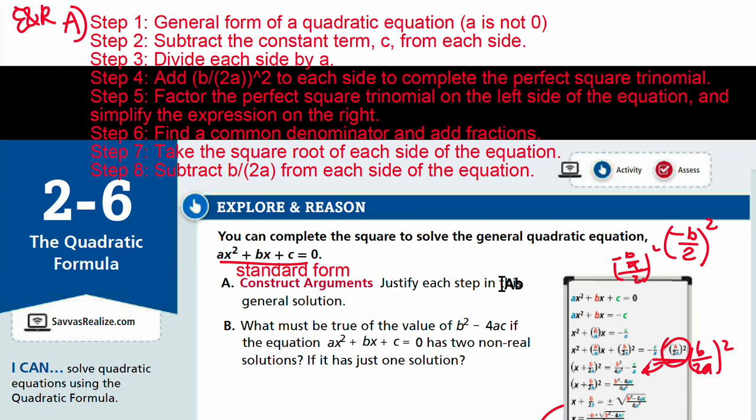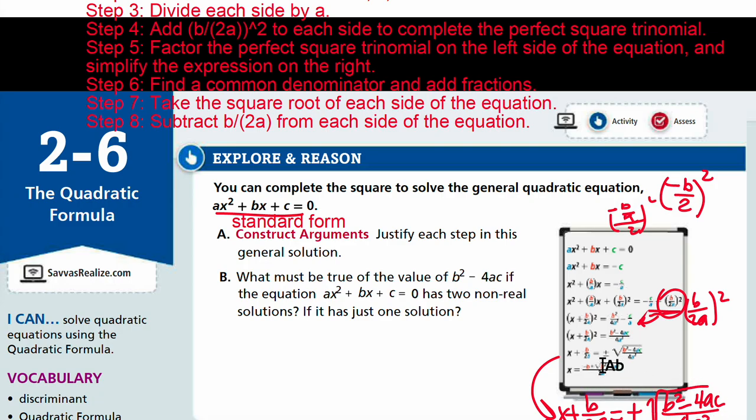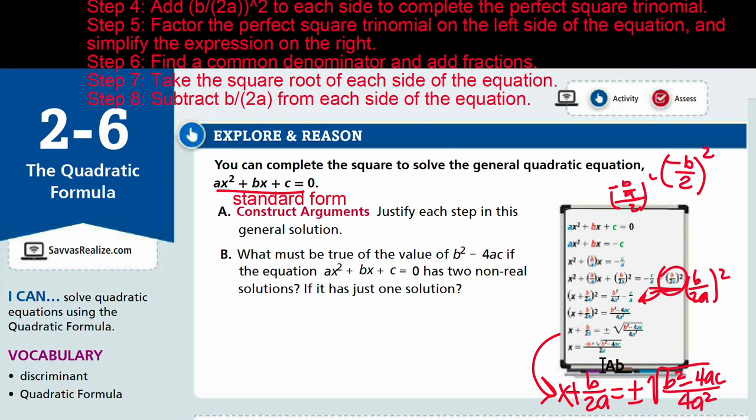This is part A. So what must be true of the value of b squared minus 4ac in this formula at the end, if the equation ax squared plus bx plus c equals 0 has two non-real solutions? If it has two non-real solutions, then we know there must be imaginary numbers. So b squared minus 4ac could be negative, right? Yeah. If it's a non-real solution, this is negative, and if it's positive, it could have two solutions.